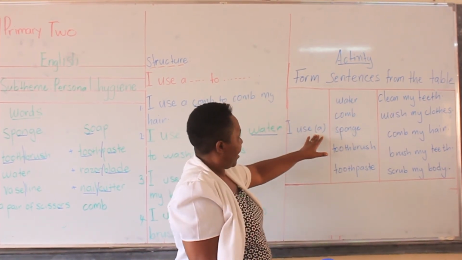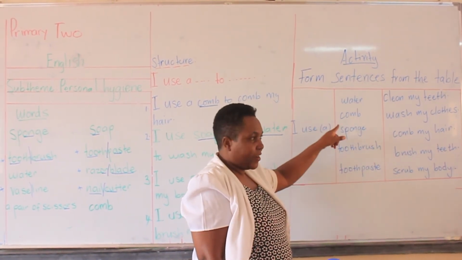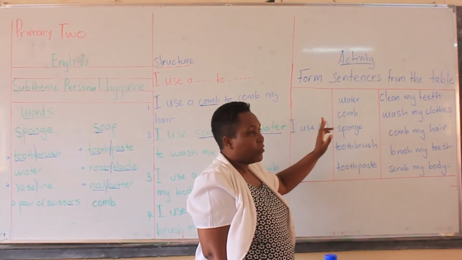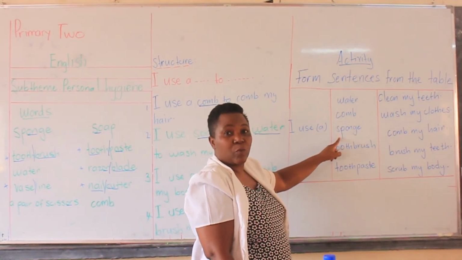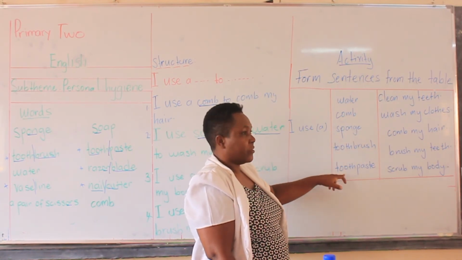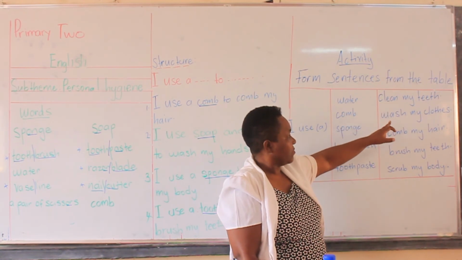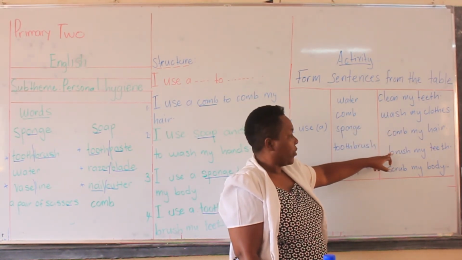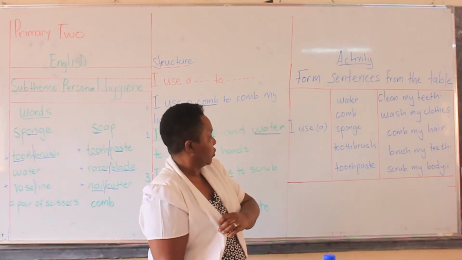I use are, I've put are in the brackets because not all the words that I've written are going to carry are. I use are. The second column we have water, comb, sponge, toothbrush, toothpaste. And the last column we have clean my teeth, wash my clothes, comb my hair, brush my teeth, scrub my body. So this is what we are going to do at home.